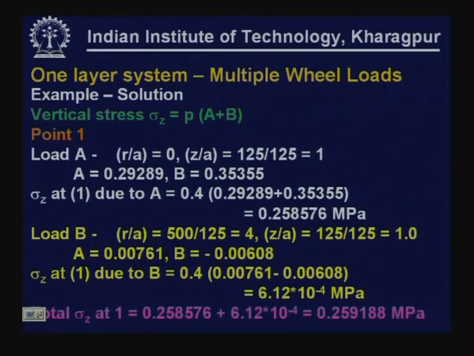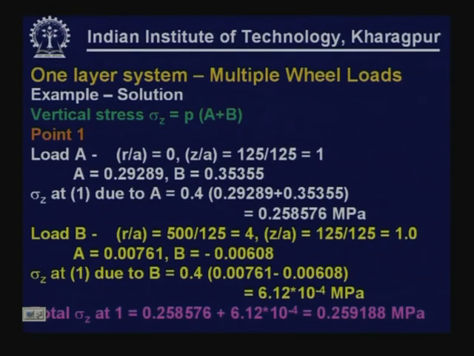Similarly, for load B, r by a equal to 500 by 125. If we refer to the figure, the radial distance is 500 divided by 125, that becomes 4. z by a is again 125 by 125, that is 1. So, the coefficients for load B, A is 0.00761, B is minus 0.00608. For this, the vertical stress, of course, we can see is very small, 6.12 into 10 to the power minus 4 MPa.